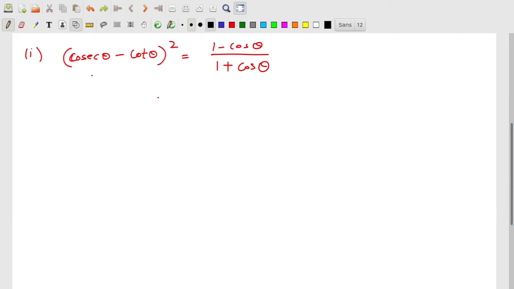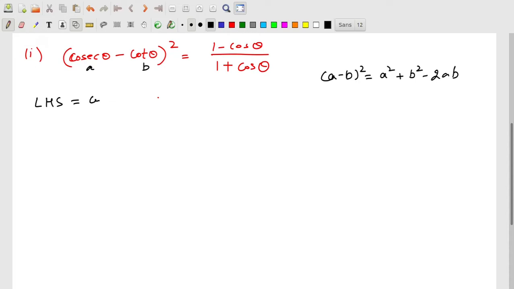So here in the LHS we have (cosecant theta minus cot theta) whole square, and we need to prove this LHS is equal to (1 minus cos theta) in the numerator and (1 plus cos theta) in the denominator. So let me take the LHS. We have (cosecant theta minus cot theta) whole square. I will use this identity, (a minus b) whole square, which is equal to a square plus b square minus 2ab, right? So here this is your a and this one is your b.